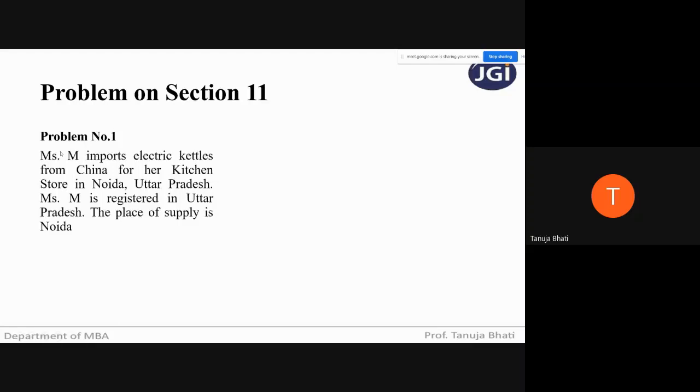Mrs. M imports electric kettles from China for her kitchen store in Noida, Uttar Pradesh. M is registered in Uttar Pradesh, so the place of supply is Noida. So students, what is happening here? It is an import. Why is it an import? Because Mrs. M is in India. So it is a case of an import, and in import you have to see the location of the importer, and the location of the importer is in Noida, Uttar Pradesh. Therefore, the place of supply is Noida. So is this particular problem clear, students?